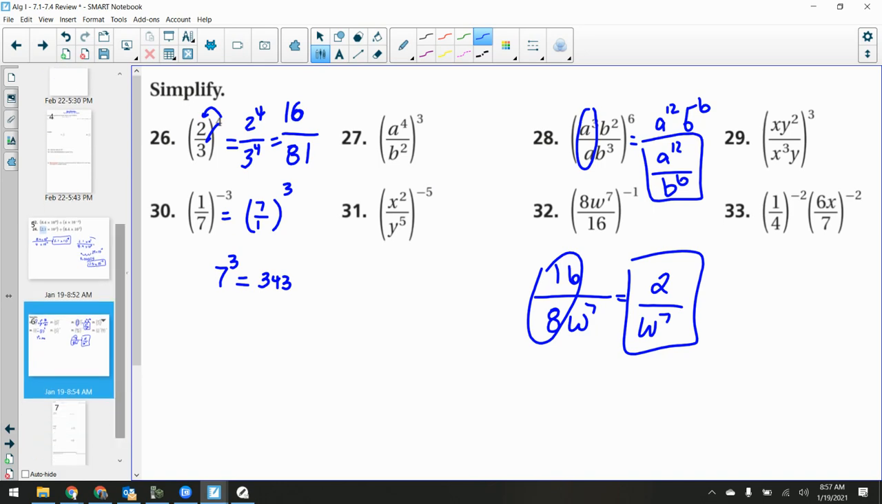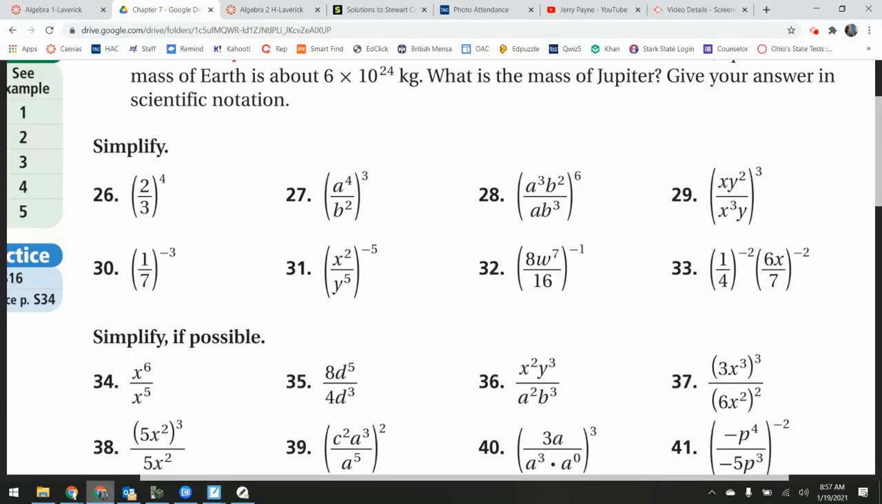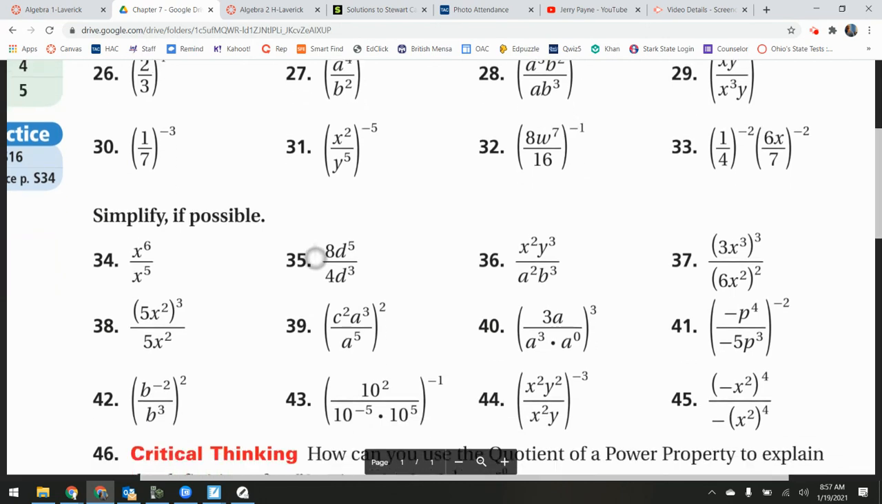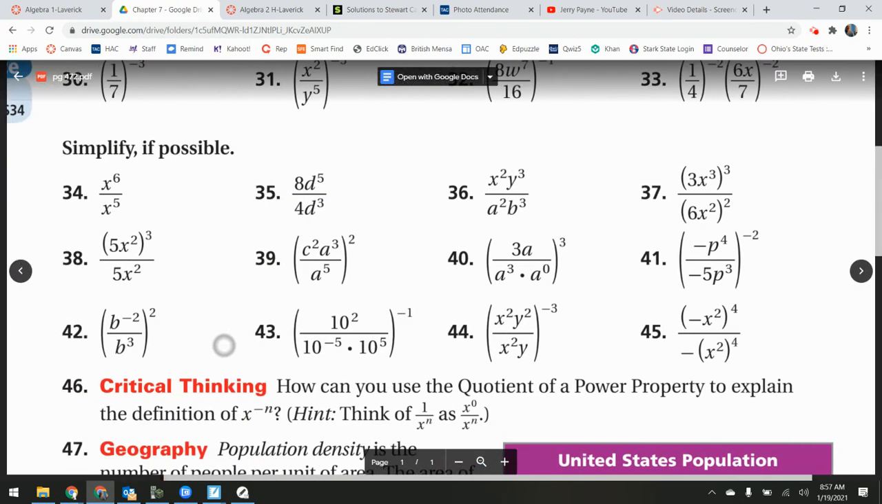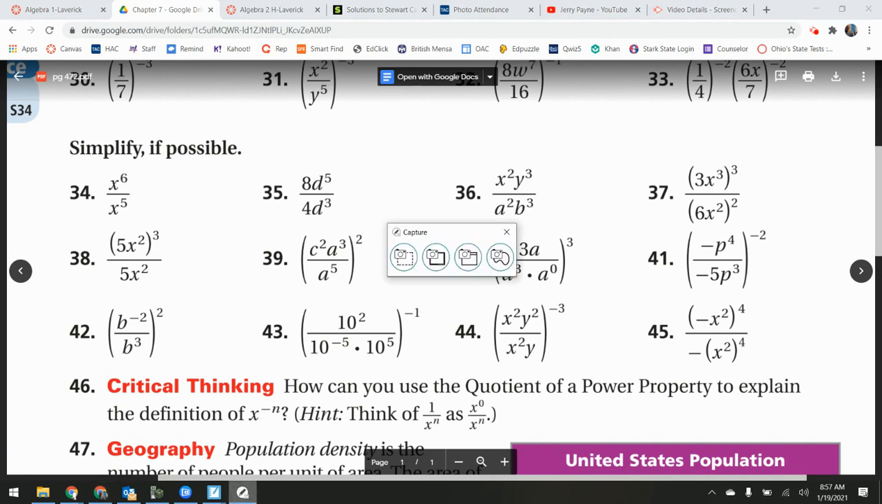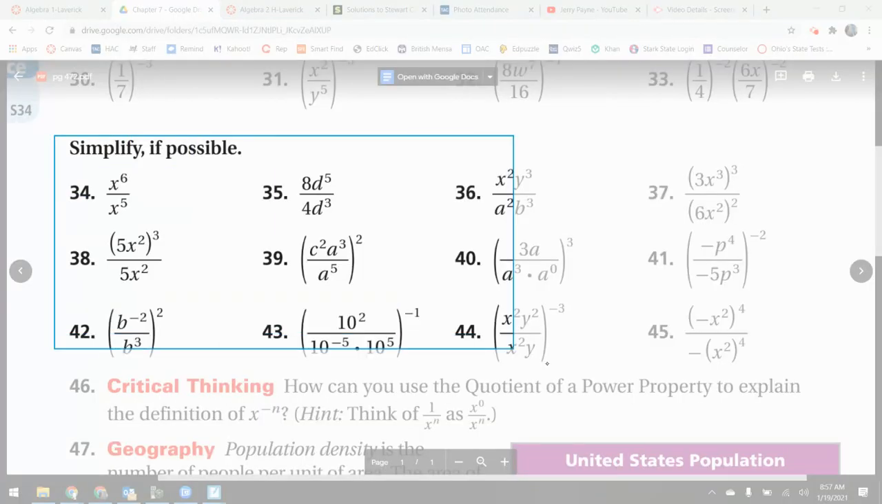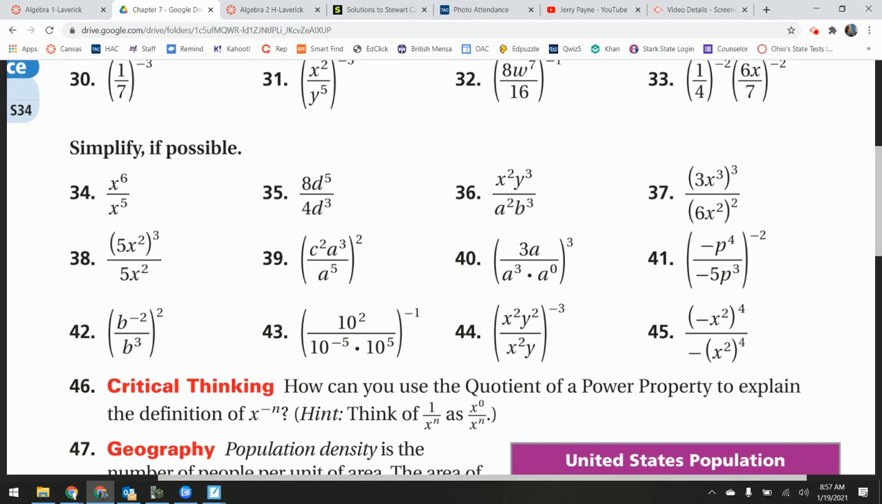And here, let's do number 34. Let me get back to this. Oh, perfect. This will get me all the way through the end. Here we go. Wow.